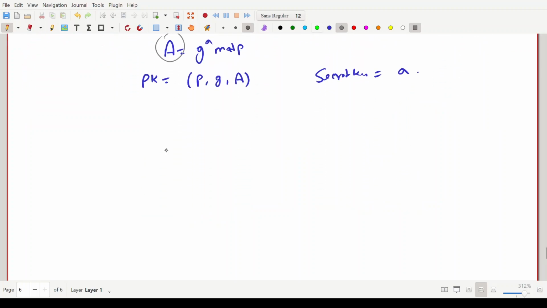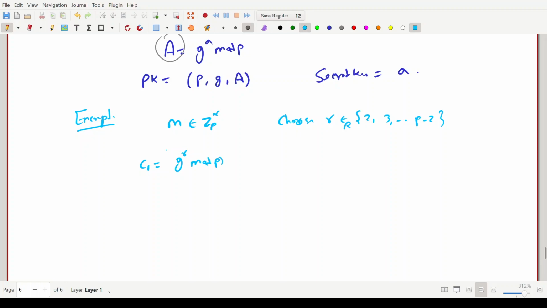For encryption, by definition we have to use only the public key. So in the case of encryption, suppose there is a message M which belongs to Zp star and I would like to encrypt it. So choose a random number R from 2, 3, up to P minus 2, and calculate C1, which is equal to g raised to R modulo P. Whatever R you have chosen here, calculate C2, which is M times A raised to R. Now if you observe, we are actually masking our message. This is my message, and I am putting a mask here, which is A raised to R. By looking at C2, you cannot get the value of M, your message. This is the encryption.